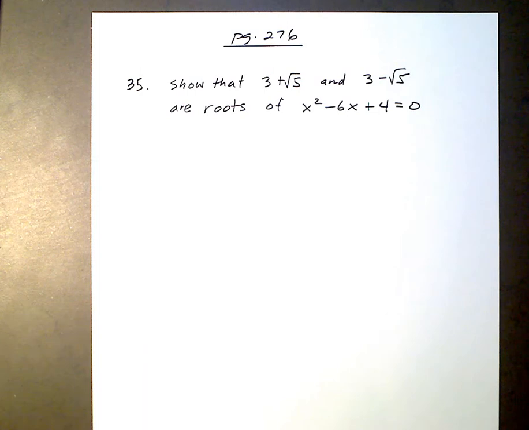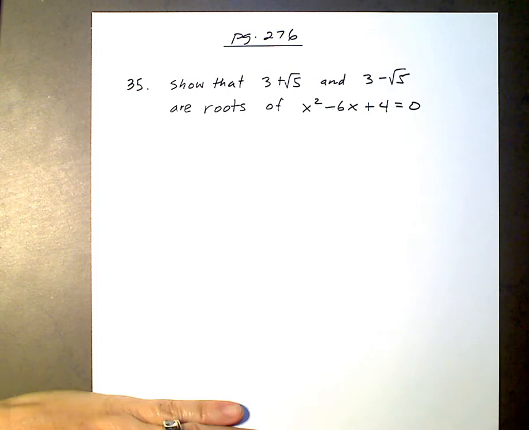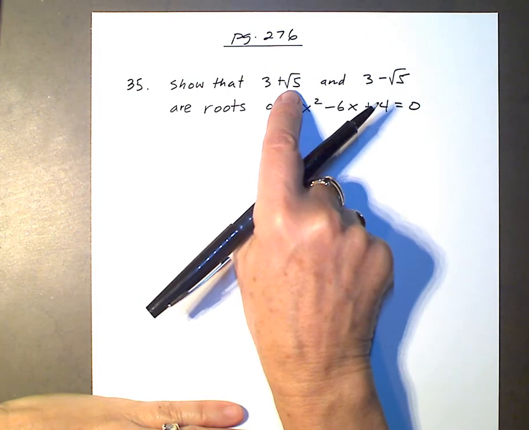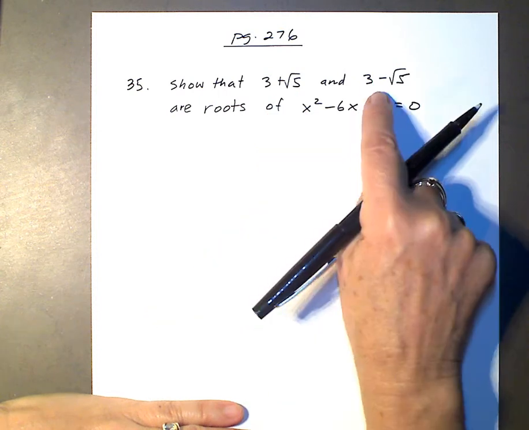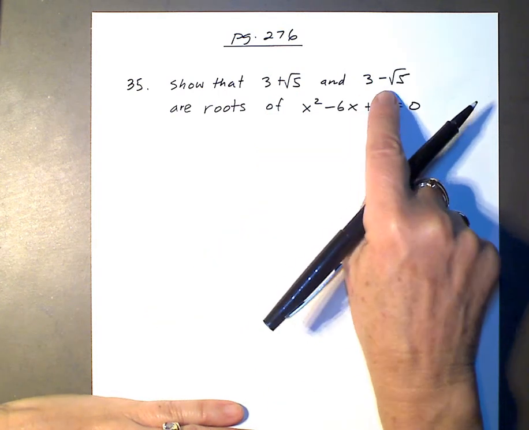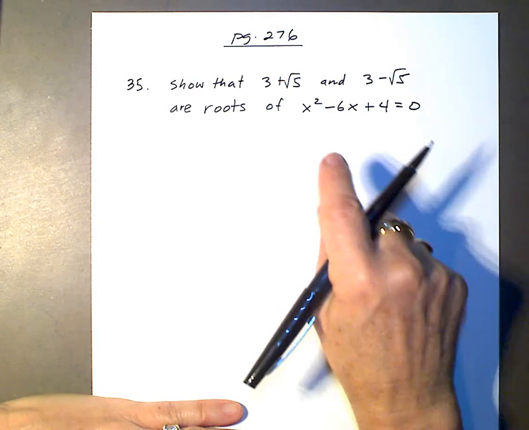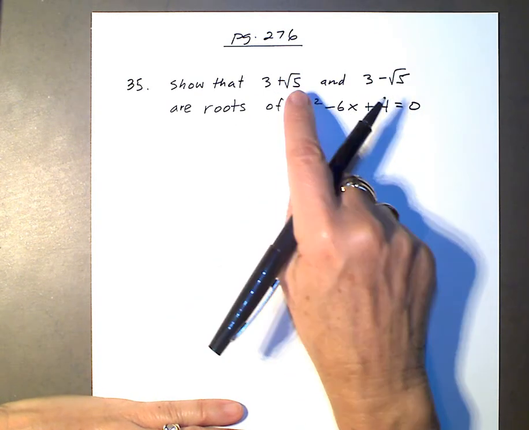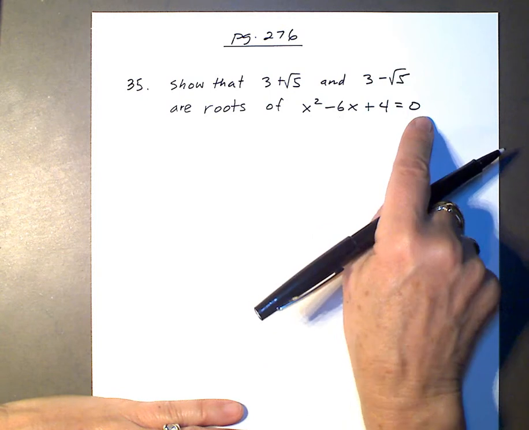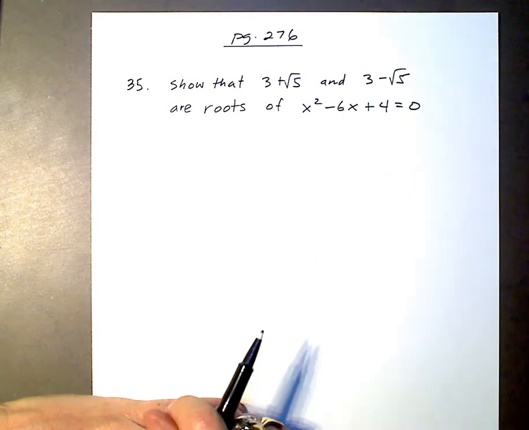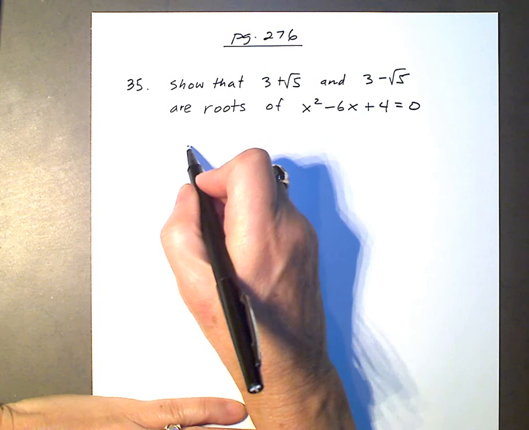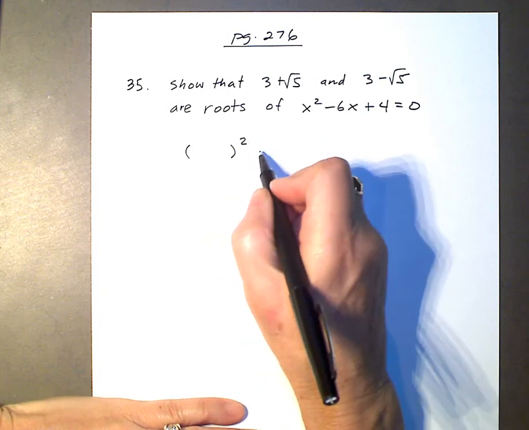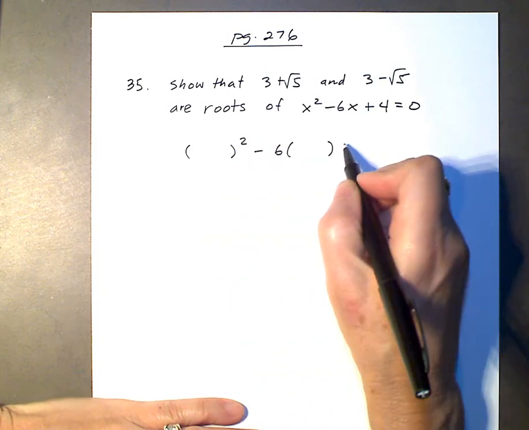Okay, this is exercise number 35 on page 276, and in this exercise we're supposed to show that this binomial, 3 plus the square root of 5, and this binomial, 3 minus the square root of 5, are both roots or solutions to this equation, meaning that if I substitute this value in for x, it makes the equation true, and then again if I do it with 3 minus root 5. So I'm going to frame this as x squared minus 6 times x plus 4 equals 0.